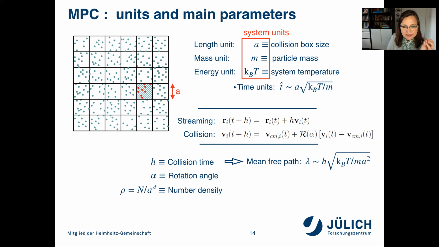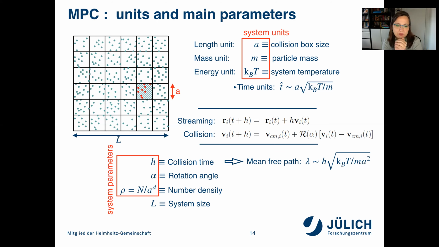And a third quantity that is relevant is the number density, namely on average how many particles are in each collision box. It can be 1, 2, 20, 50. So the properties of the solvent are going to be related to this number of particles per box. There is an additional quantity, which is the system size, how many collision boxes we have, but this one is typically related to studying the finite size effects of the system, which is very important, but I would not say it characterizes the fluid. So the main system parameters that we are going to focus on are these 3: the collision time, the rotation angle, and the number density.